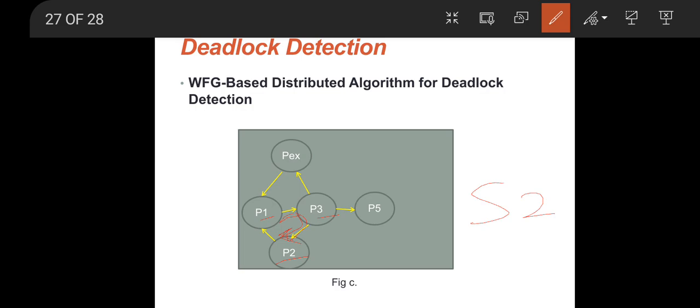Now after doing the deadlock recovery, if there is still a cycle which involves Px, then S2 will decide on the other site to whom this cycle information has to be forwarded, so that the other site will initiate the recovery mechanisms.